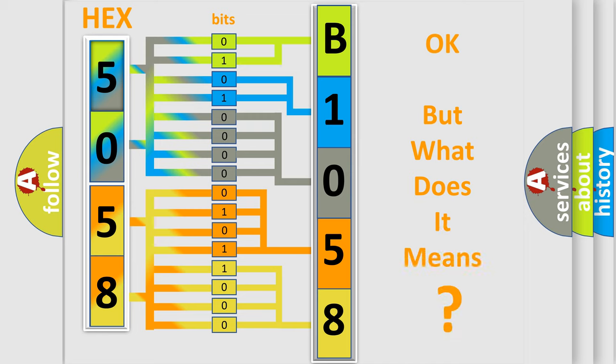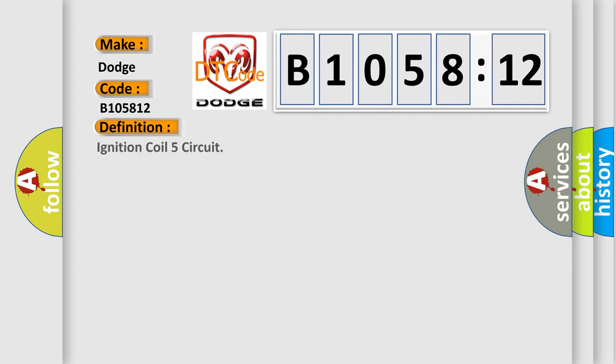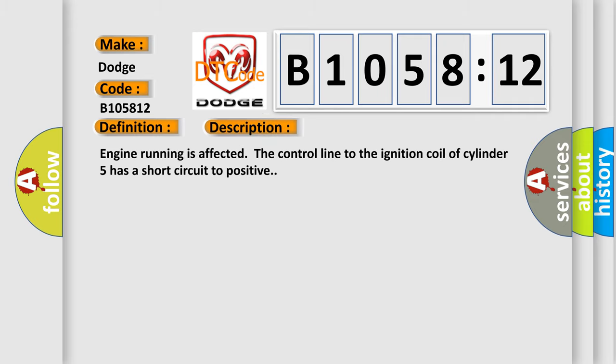The number itself does not make sense to us if we cannot assign information to what it actually expresses. So, what does the Diagnostic Trouble Code B1058-12 interpret specifically for Dodge car manufacturers? The basic definition is ignition coil 5 circuit. And now this is a short description of this DTC code.